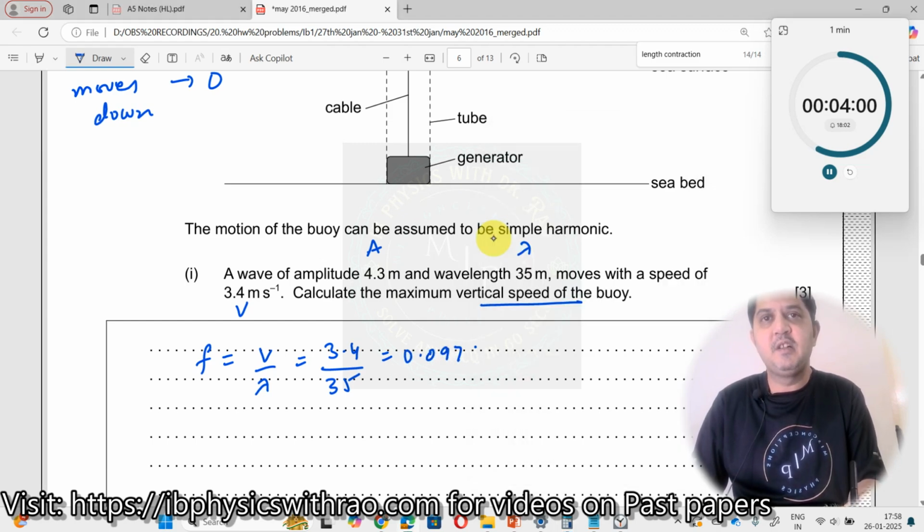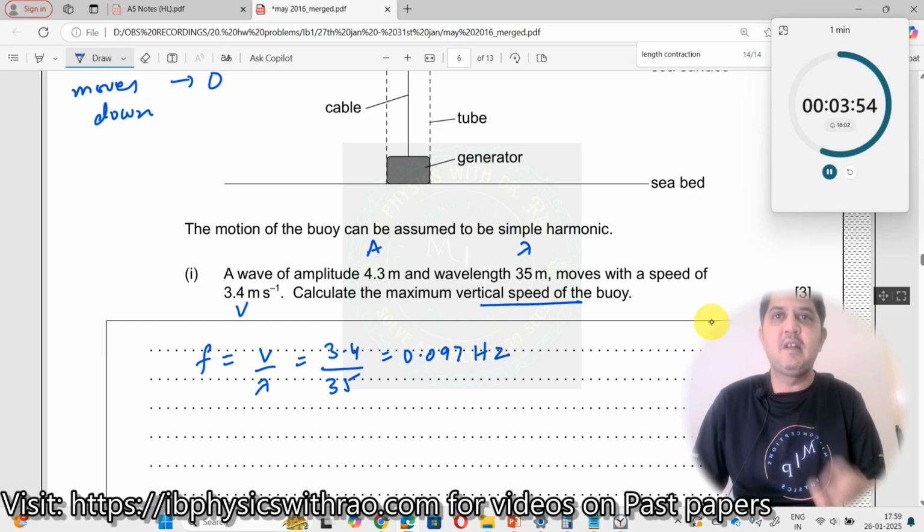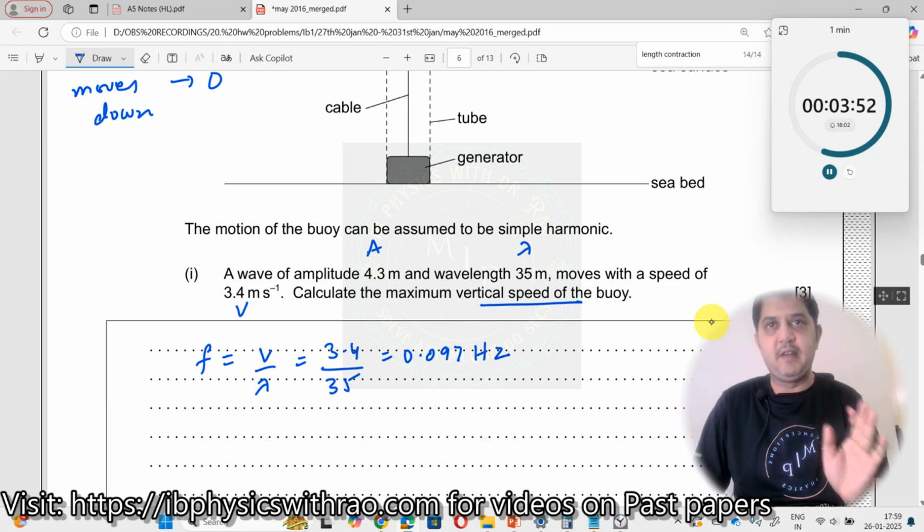0.097 hertz. Even though you do not know how to proceed further and you are stopping over here, out of these 3 marks you will definitely get 1 mark over here because you calculated a frequency.